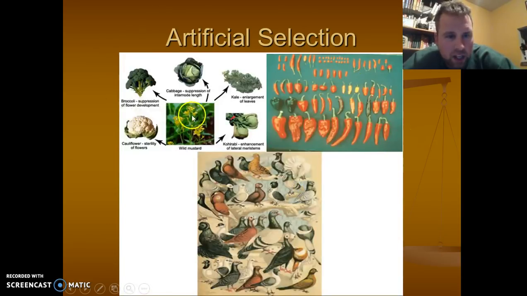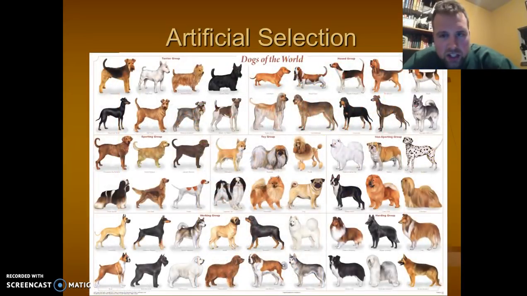Here are some examples. Believe it or not, all of these vegetables here, cauliflower, broccoli, cabbage, kale, and kohlrabi, they all came from a wild mustard plant that we have selectively bred to give us these different varieties. These are all related. They taste kind of similar too. Peppers, right? We know that peppers all came from a common ancestor. And here's the dogs. Again, all these dog breeds are from a similar ancestor, and they all look different because we have artificially selected certain traits that we like.